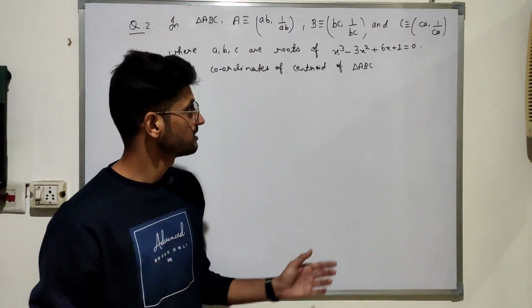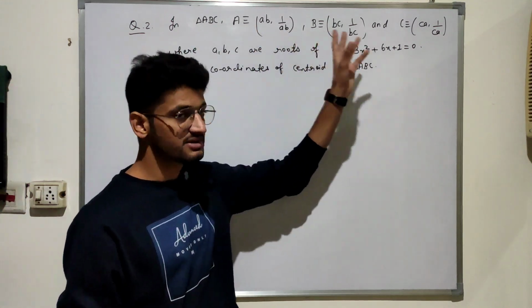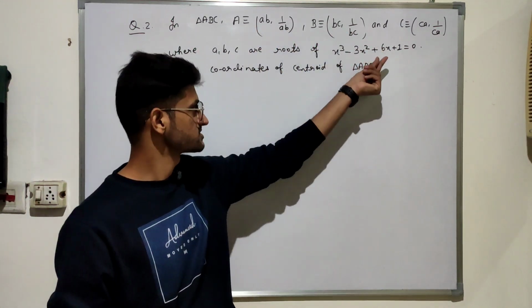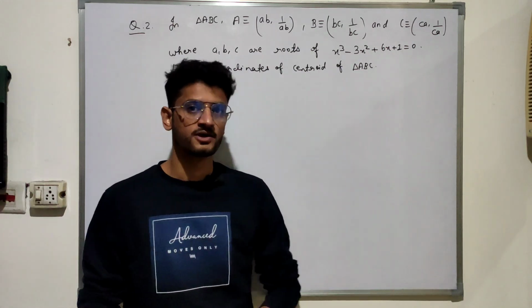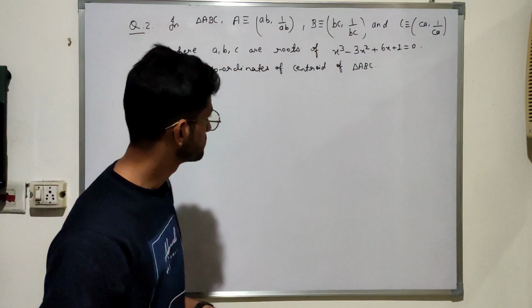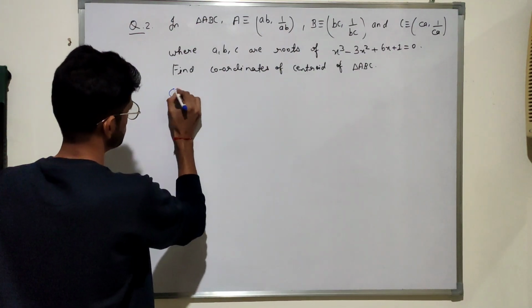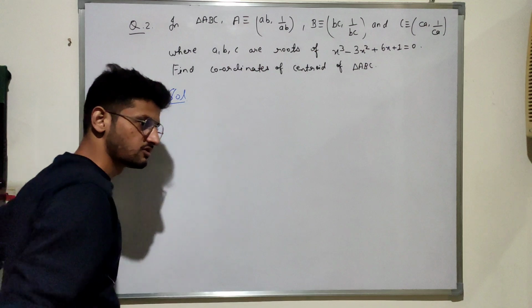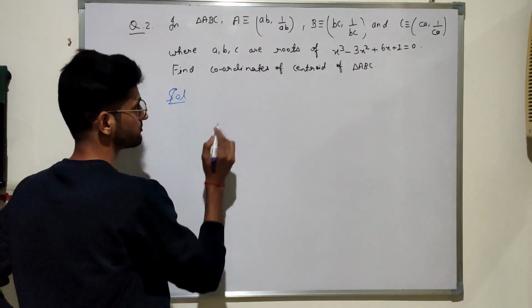So we already know the formula. The only difference is that here it is given in terms of a, b and c, where a, b, c are the roots of the cubic equation x cube minus 3x square plus 6x plus 1 equals 0. So our approach to solve this problem is to solve it as we already know. Just try on your own first, and afterwards see the solution. It will be more beneficial for you.